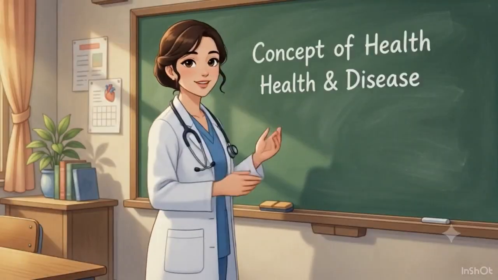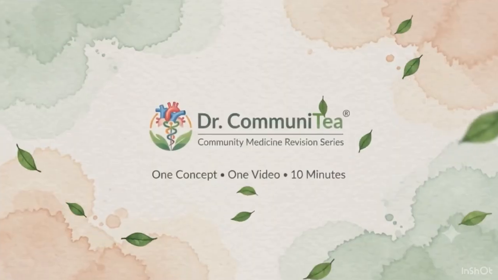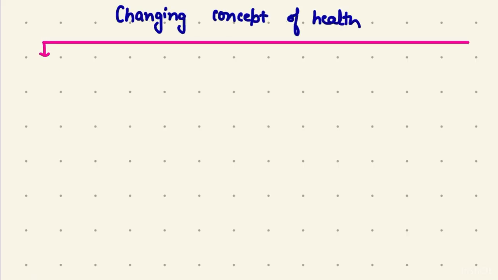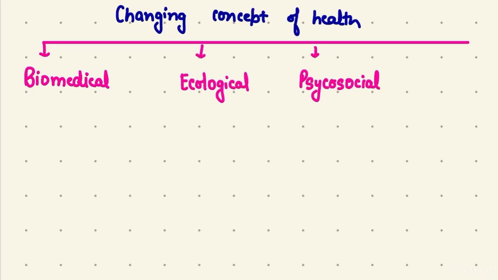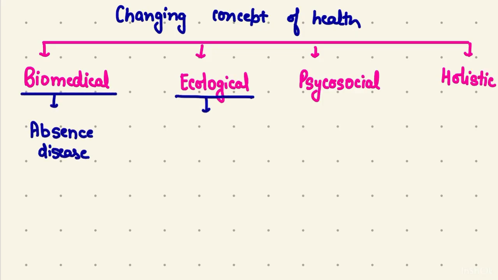Let's revise the concept of health and disease with me in 10 minutes. So there is a changing concept of health, which is biomedical, ecological, psychosocial, and holistic. Biomedical describes health as absence of disease.